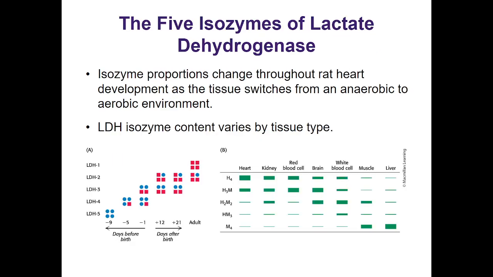Okay, so these are the 5 isozymes of lactate dehydrogenase that we're seeing right here. The isozyme proportions will actually change throughout rat heart development as the tissue switches from the anaerobic to aerobic environment, i.e. as it goes from days before birth to days after birth, right? The LDH isozyme content is also going to vary by tissue type, because again, we have more and less anaerobic versus aerobic environments, don't we? And we're just optimizing it for those oxygen conditions that we would expect to see.